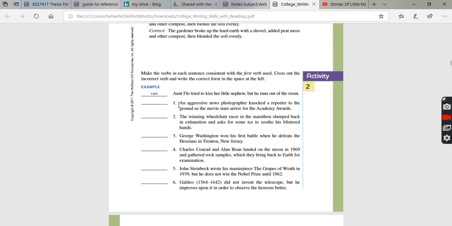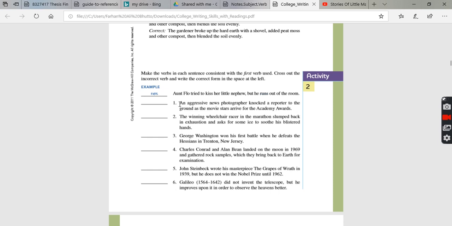Now what I'll be doing, I'll read the sentence and I'll keep quiet for 10 seconds and I'll let you guess what should be the correct sentence, and then I'll tell you the correct sentence, and then you see whether you have understood the things or not.